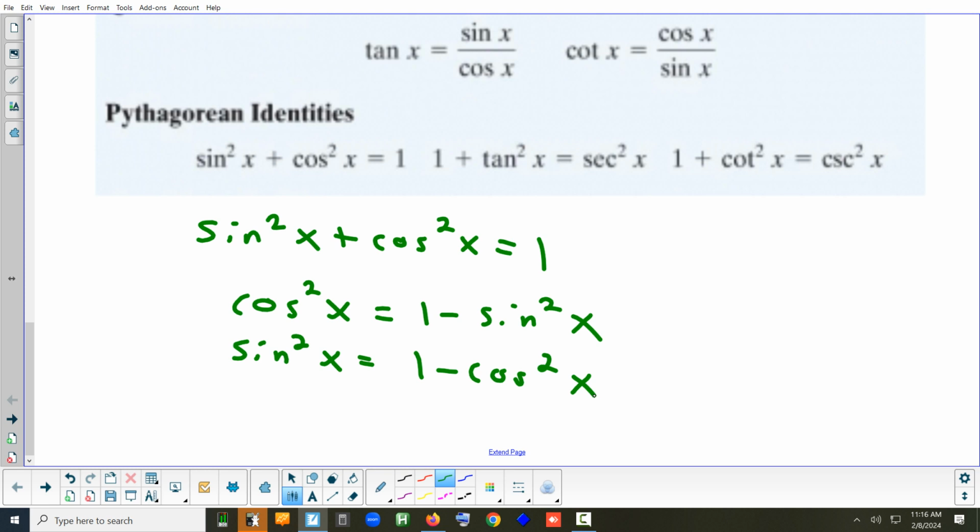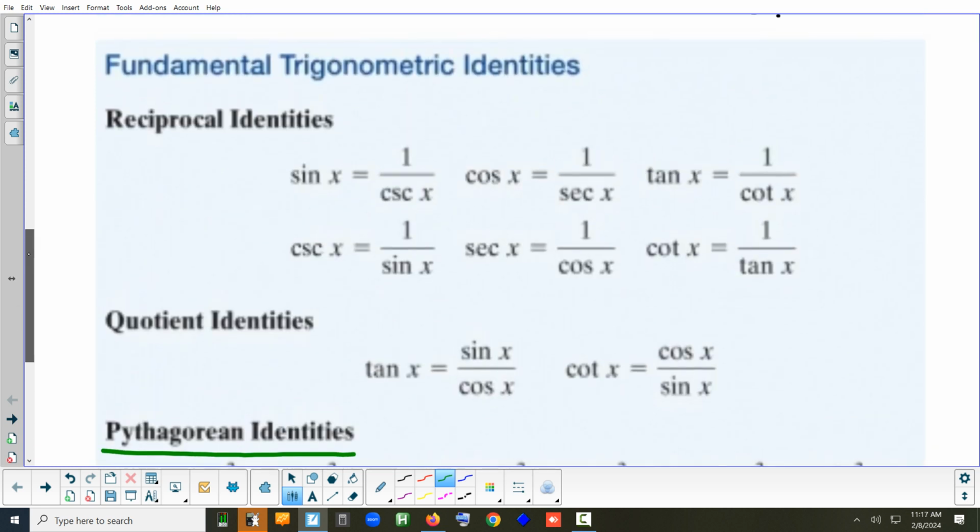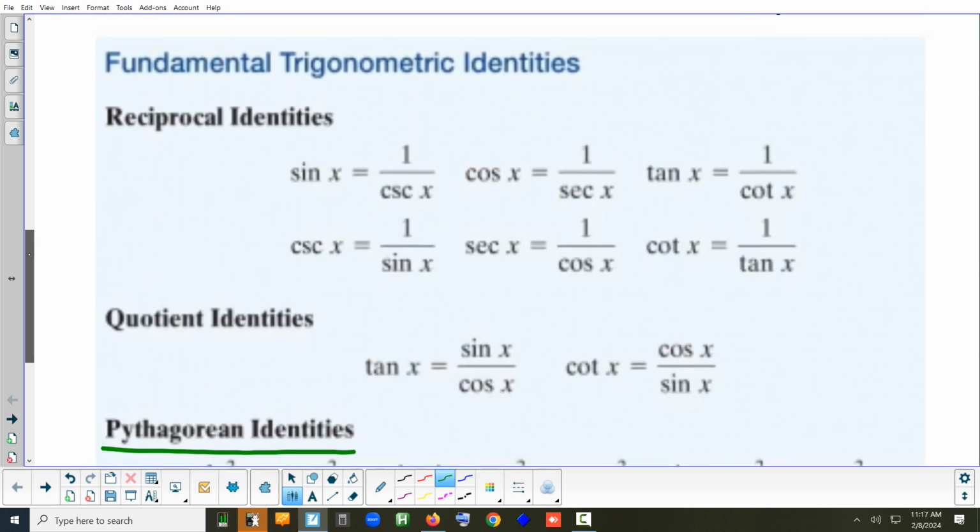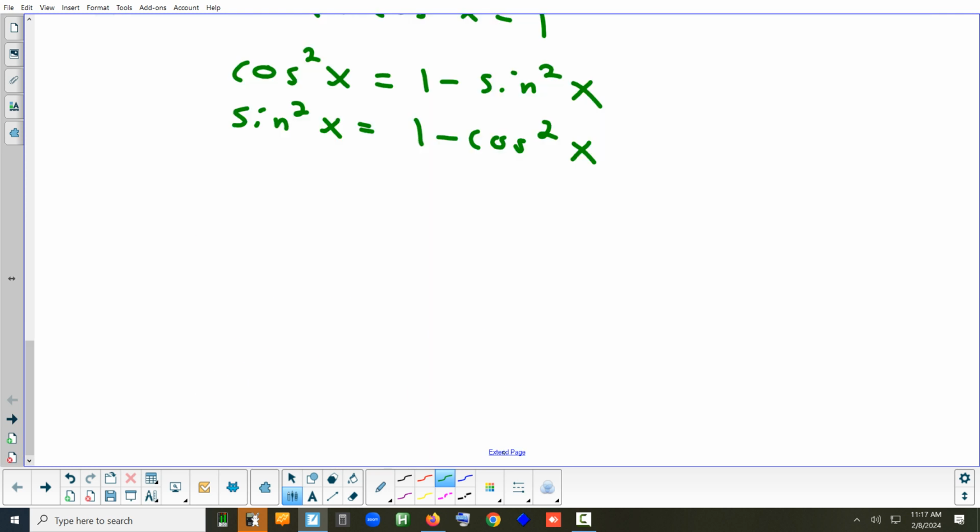You cannot use these with other powers. The Pythagorean identities only work with exponents of 2. So you can't change them to exponents of 3. But the other identities, like, let's take this one. Cosecant is 1 over sine.